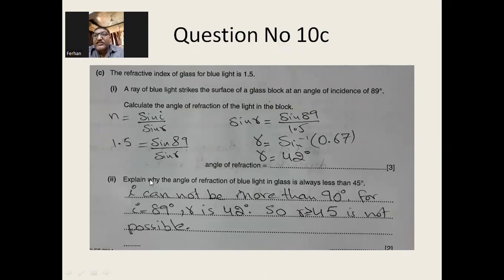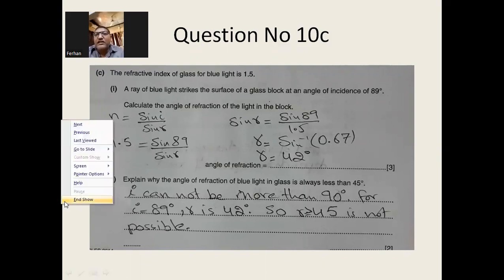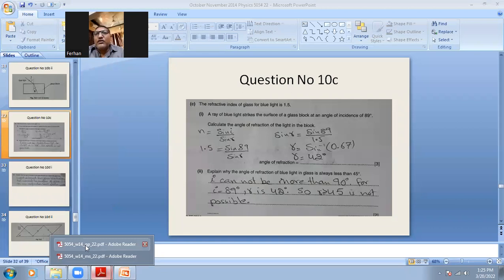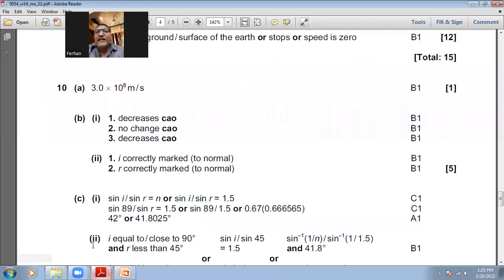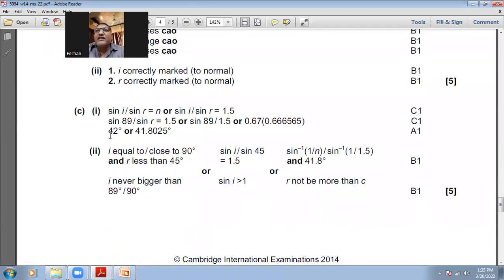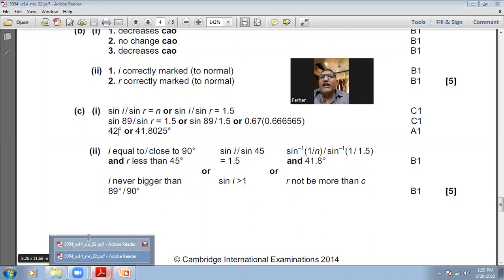So that's the answer. The angle of refraction will be... So here we go, let's have a look at them. That was a 3 marks numerical, very easy and simple numerical. So 42 is the right answer, sir. Our answers are right. Okay, so let's move to the next part.